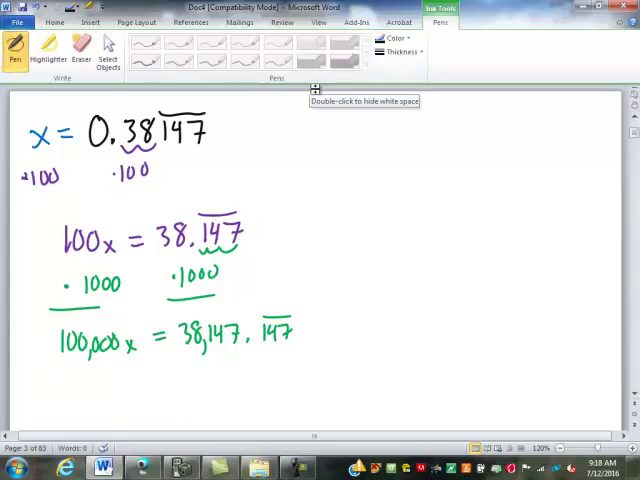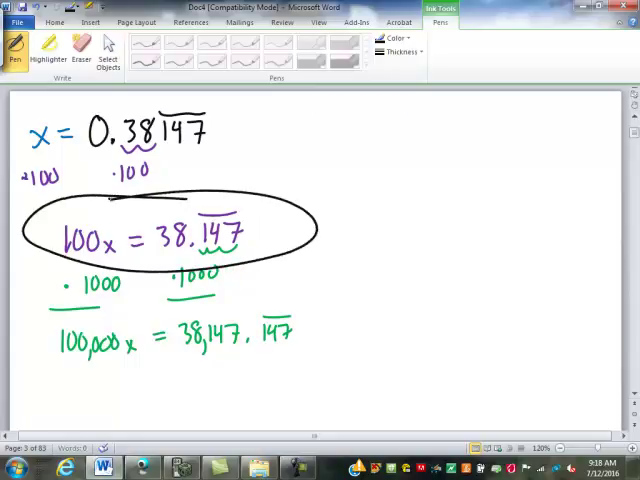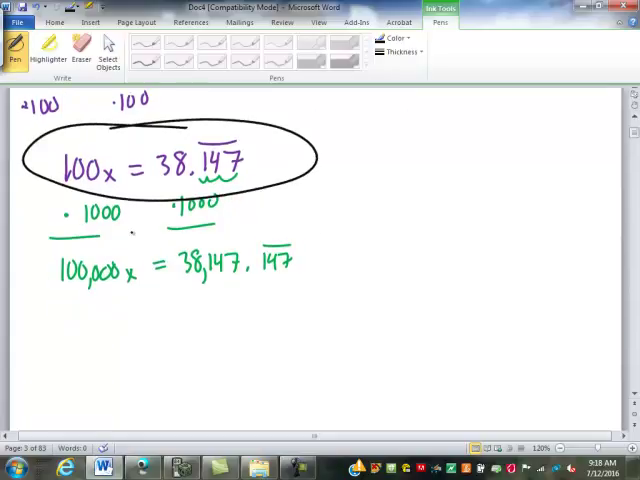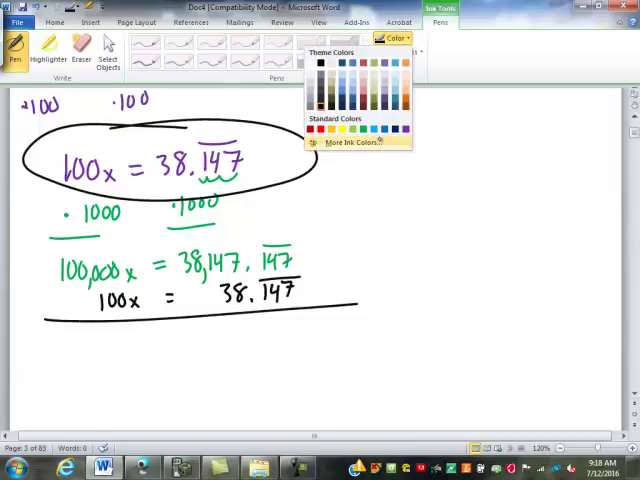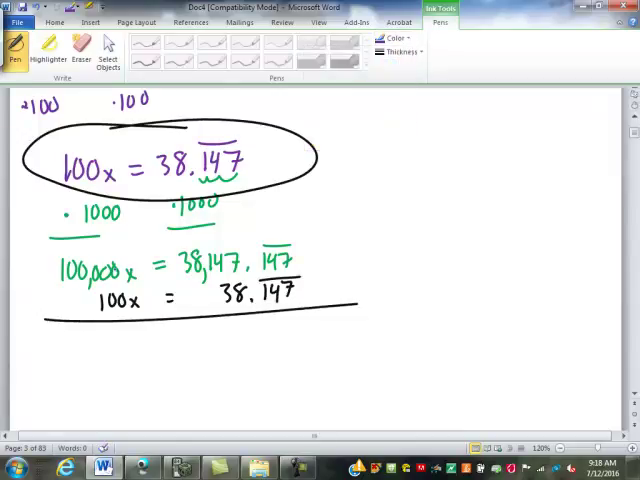What are we going to subtract from this? Well, I go back up to that step. That's what I subtract. I subtract 100x here and 38.147 repeating over here. So 100,000 minus 100 is 99,900x.